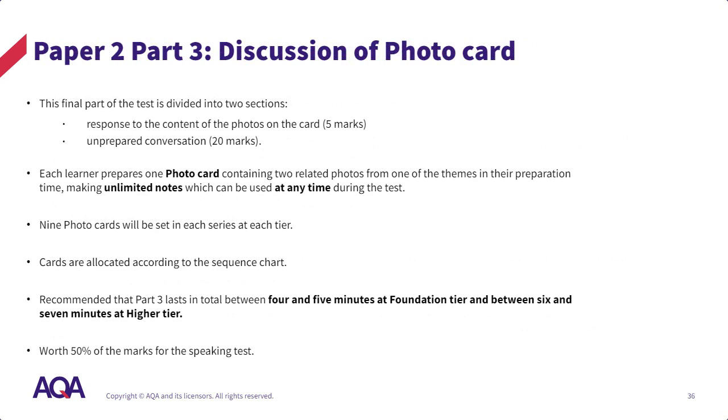We're now moving on to part 3 and the final part of the speaking test. This is worth 50% of the marks. It's divided into 2 sections. Firstly, the student describes the content of the 2 photos on the card for 5 marks. And then the second part is an unprepared conversation worth 20 marks. Each student prepares 1 photo card which contains 2 related photos from one of the themes.